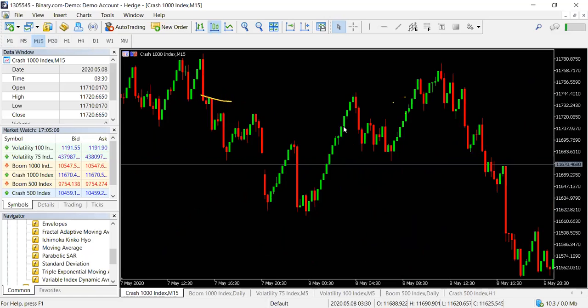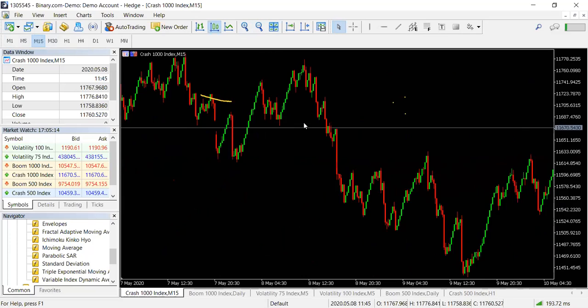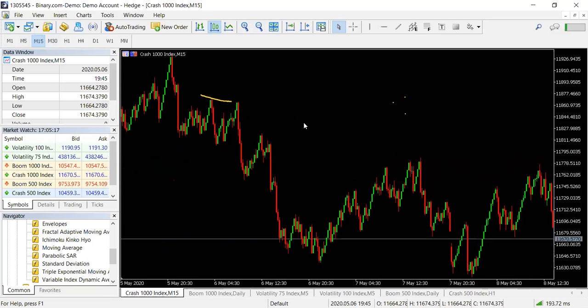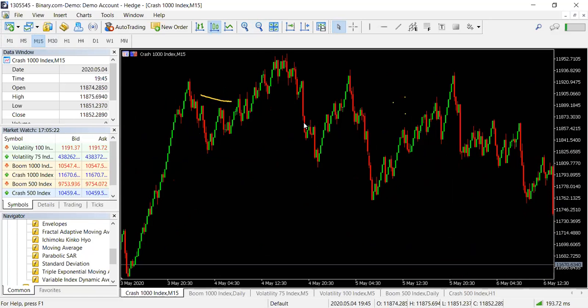Now looking at 15 minutes, you understand? Because the chart is a little bit challenging now. But we can see it, as I have promised. I said you will see it in all time frames.